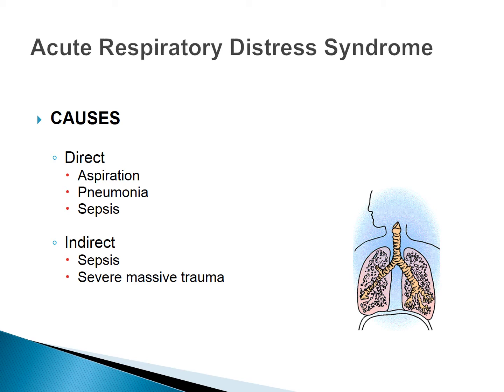Pneumonia, sepsis. Sepsis is the most common cause. Other causes are O2 toxicity, like you talked about this morning, right? Because what's O2 toxicity do? Fries the lung, right? It fries the lung. It causes inflammation and then fibrosis. And those portions of the lung are no longer able to participate in gas exchange.